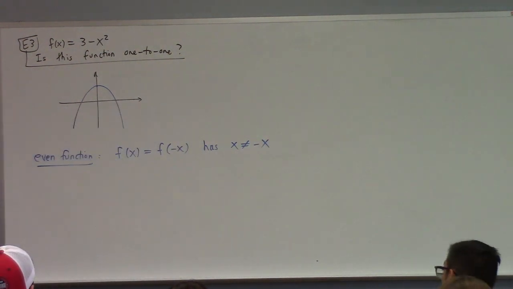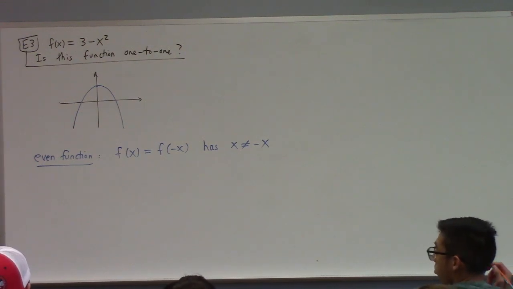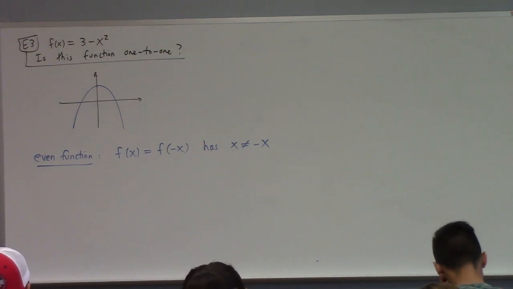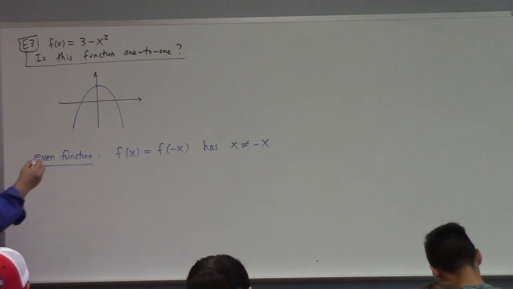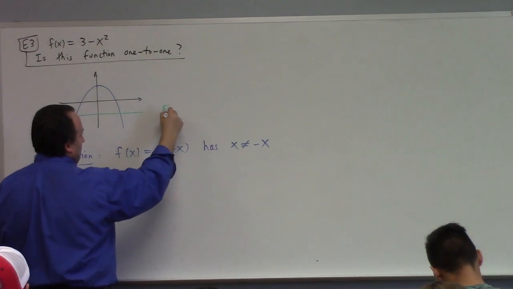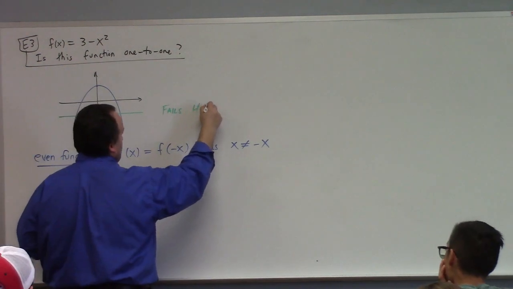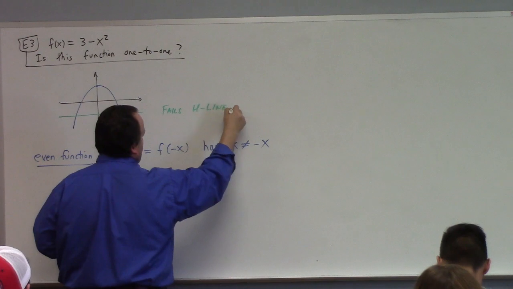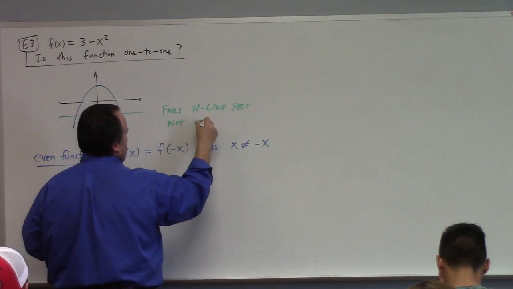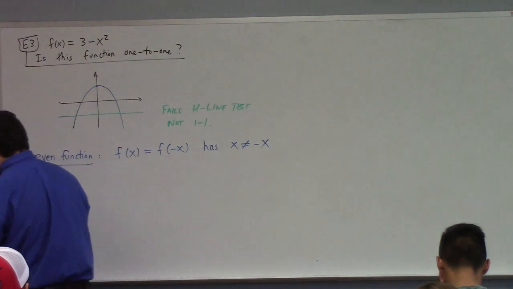But if the function in question has a domain which is symmetric about the origin and includes something other than 0, then yeah, an even function is not one-to-one. This is an even function. So just to the point here, if we look at this, there it is, right? Fails the horizontal line test. Not one-to-one. Not one-to-one function.